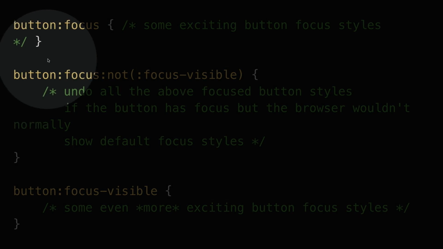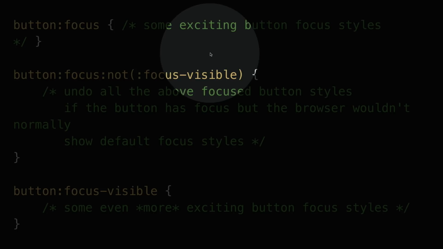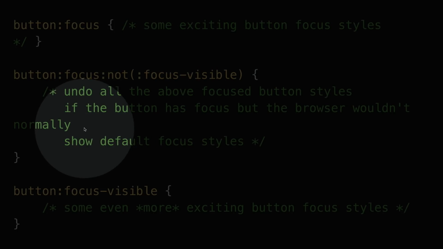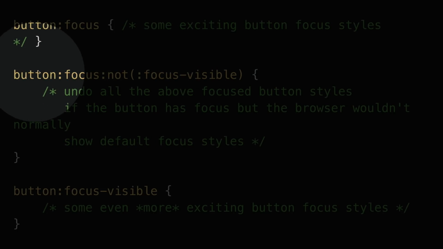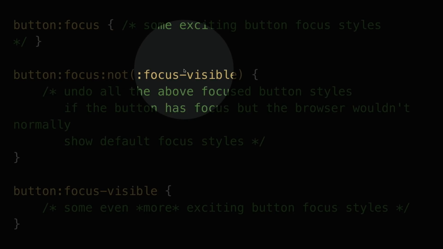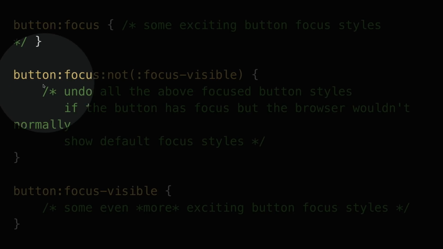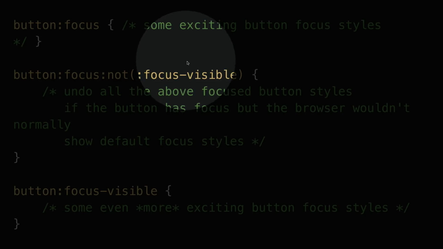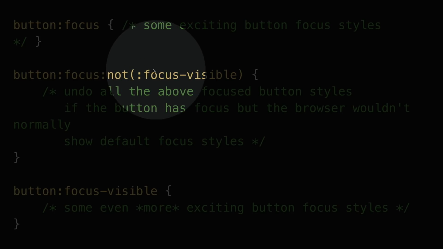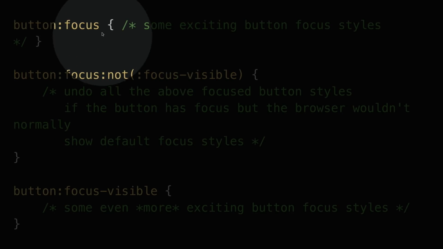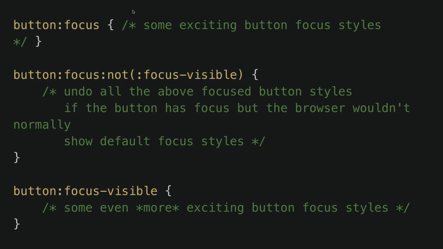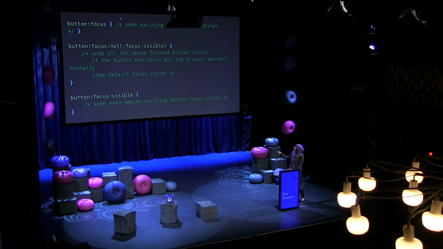So when the button is focus, not focus-visible. If you read that in human language, it says, when the button receives focus that is not focus-visible, meaning that when the button receives focus that is not keyboard focus, meaning that when the button receives focus that is mouse focus, for example, if the user clicks it and focuses it using a mouse, you undo all of the styles that you've defined in the first rule.